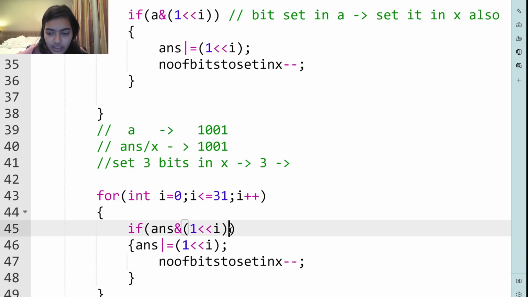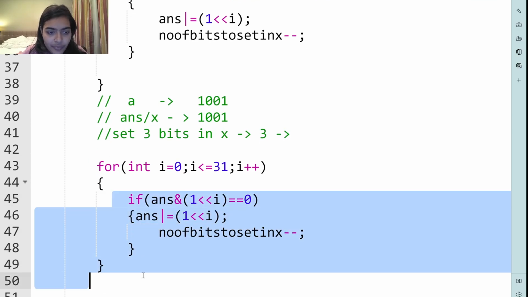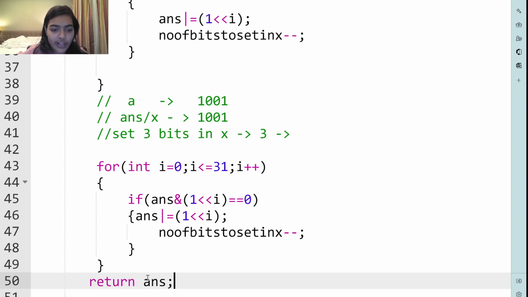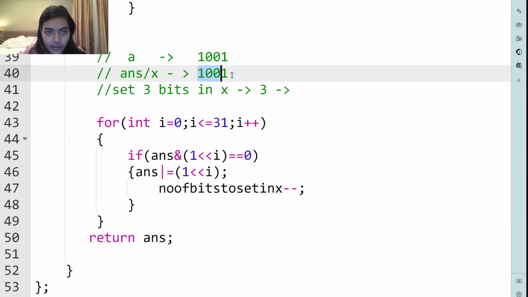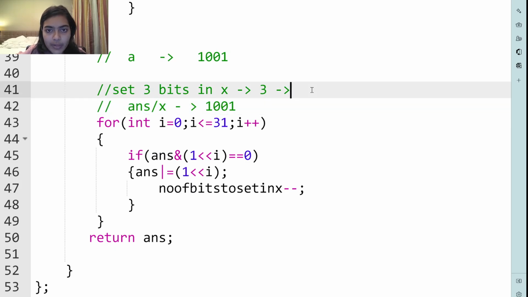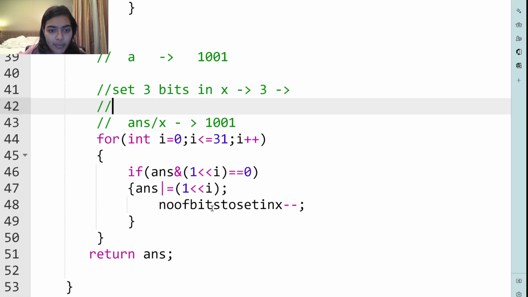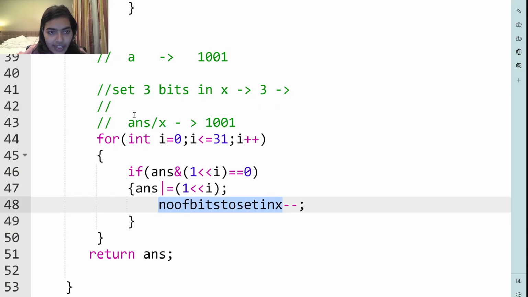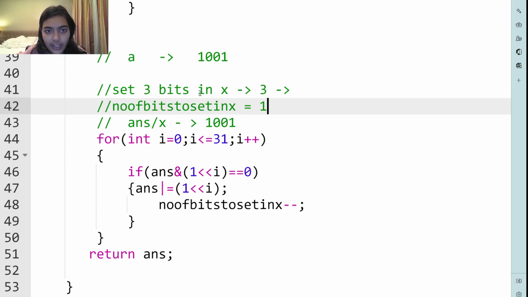Let me explain what I did here. This is our answer, or x, in which 2 bits are set. How many bits are remaining to set? The remaining number of bits to set in x is currently 1, because we have set 2 bits, so only 1 bit is remaining to set.